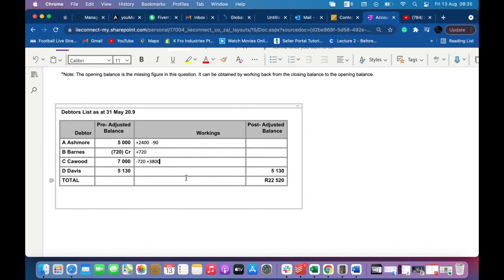So here we remove that 1,450. Then after that we need to add it to B Barnes.